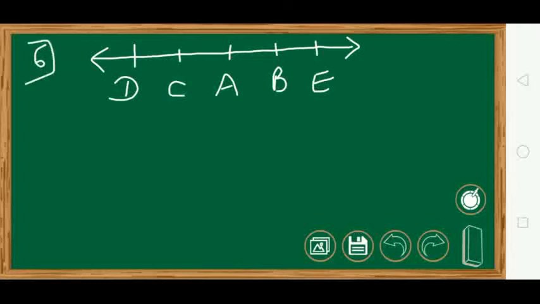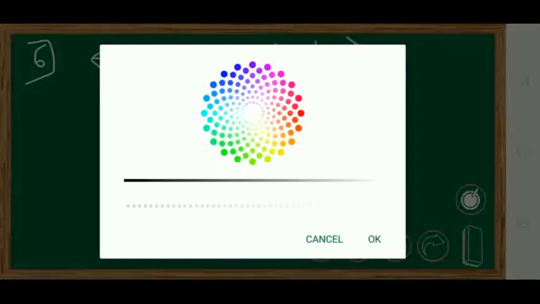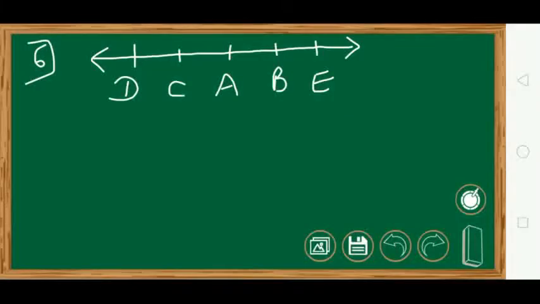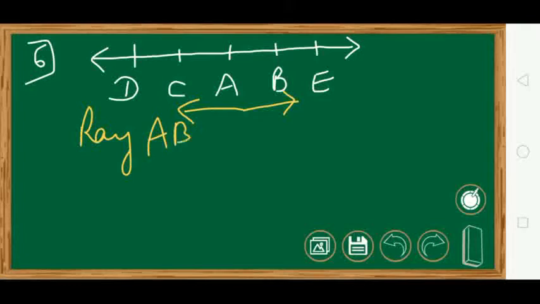Name the opposite rays with point A as the end point. Now come to point A. Now this is your point A. Now taking A as the end point, the rays can go in both the directions. Either they will go from here to here or from here to here. So you have to name the opposite rays whose end point is A. So either it will be ray AB and second will be AC.